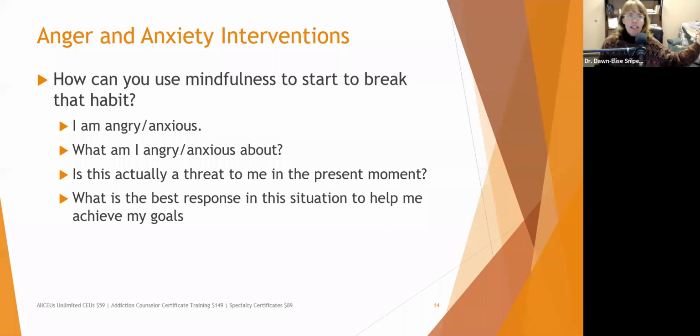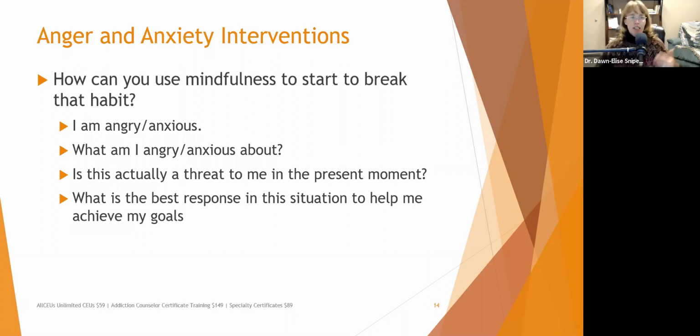I'm looking around, all the animals are fine, the kids are fine, husband's fine, house is fine, nothing to be worried about. So the best response in this situation is to just let it go. And we want to encourage people to start using mindfulness. If there is a threat, that's okay. It happens. There are things sometimes that are a threat.